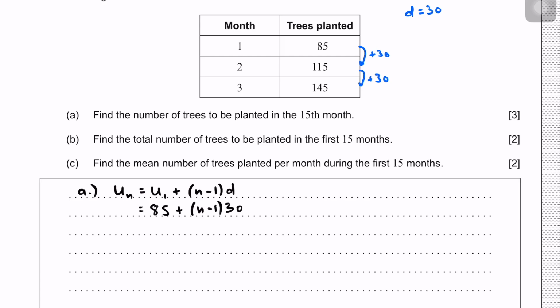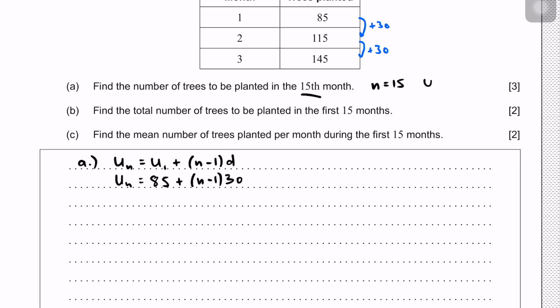Okay, so we can expand this if we want, but we can actually just leave it like this, and this is our general term. This allows us to find the value of any term within an arithmetic sequence. In this case, we want to find the 15th month, or the value when n is equal to 15. So what is u15?